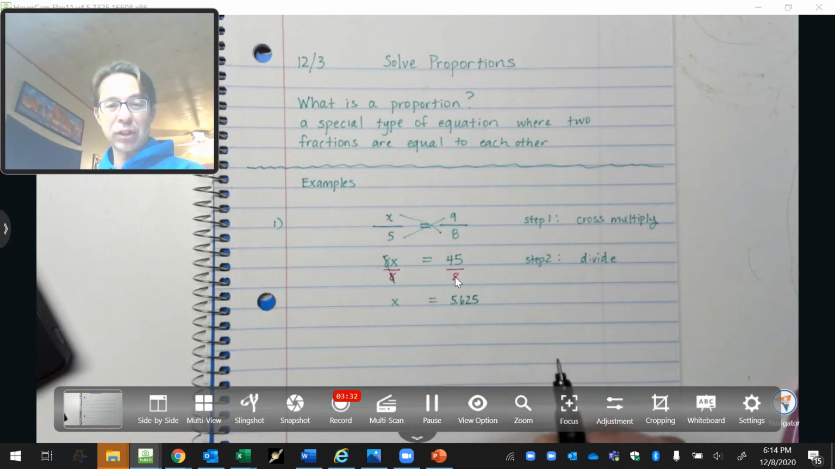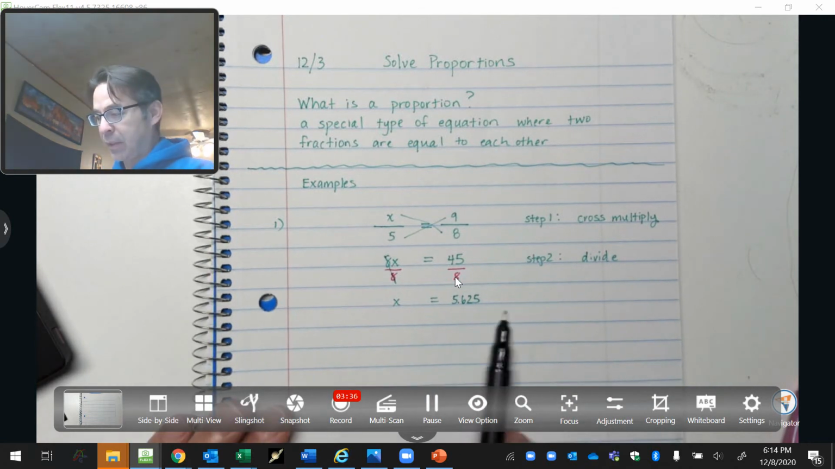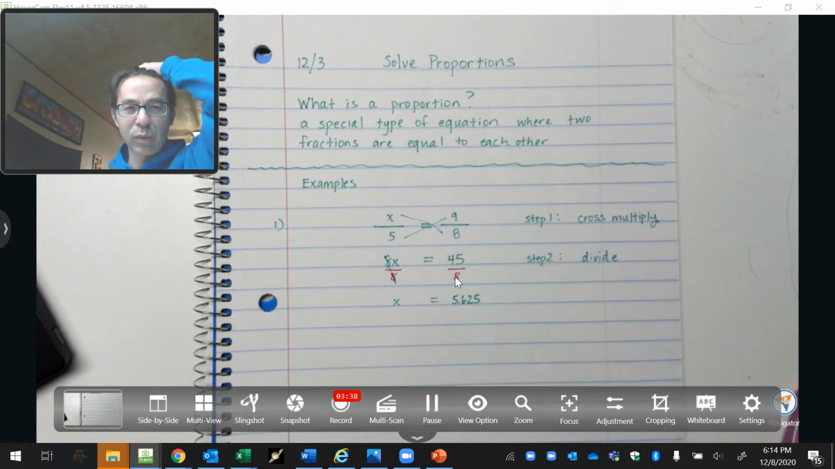5.625. Most of the answers on the assignment will be nice decimals. But if you have a long decimal answer, just round it to the tenth place.